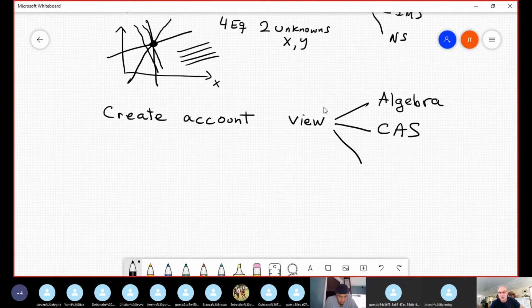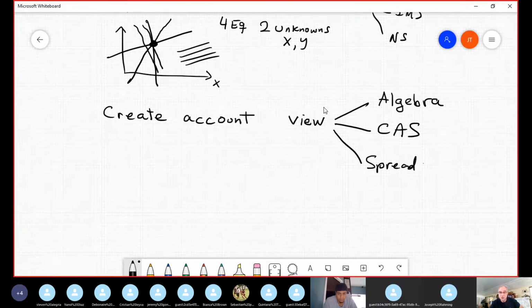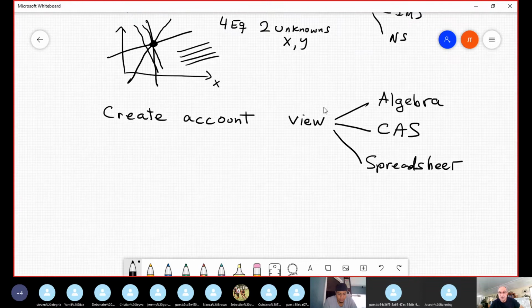CAS means computer algebra system. It's the most important tool that we have in GeoGebra. And one is a spreadsheet. A spreadsheet looks similar to a spreadsheet, and in the spreadsheet we use the editor of the matrix.